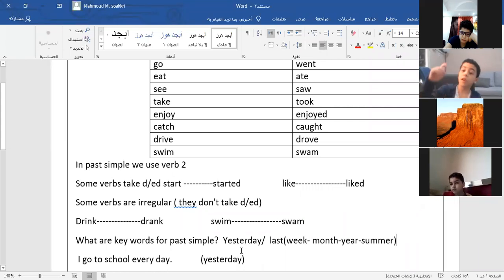Now, students, let's have some exercises on how to make the sentence in past simple. In the exam, let me just do something. This is 3, okay, and today is 30.